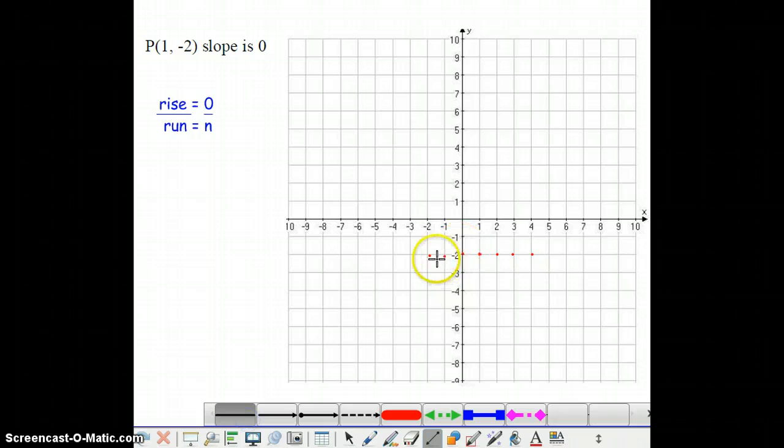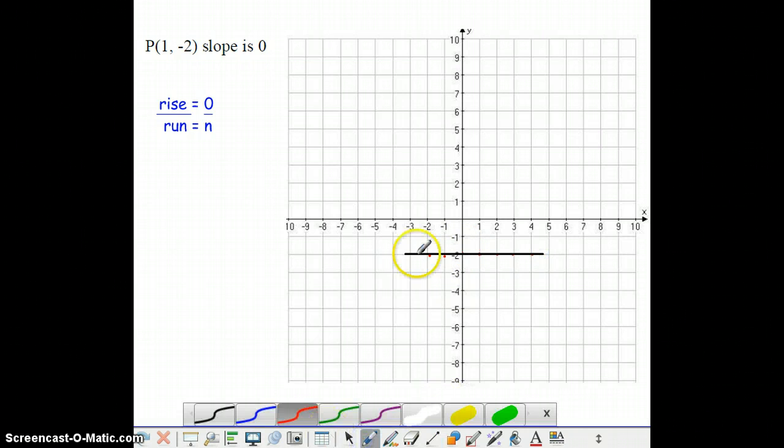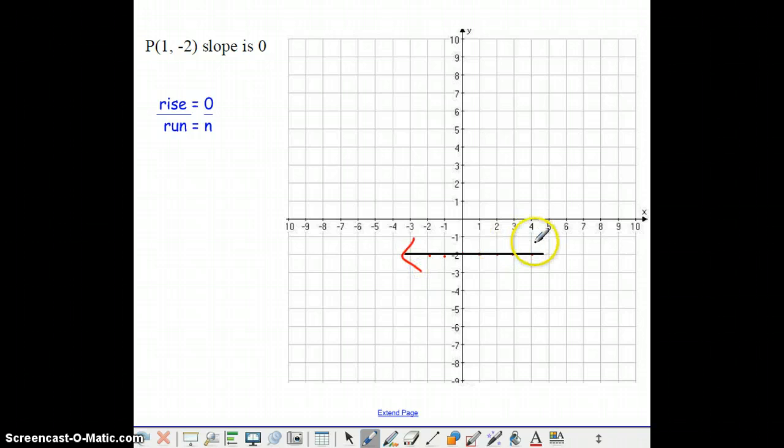And now I'm going to connect all my dots with a line. And again, I'm just going to put my arrowheads on that line. And we're good to go.